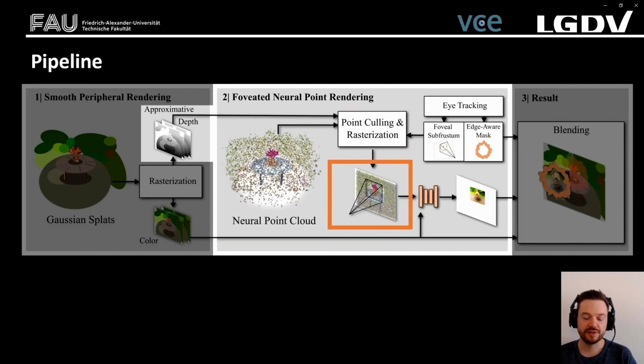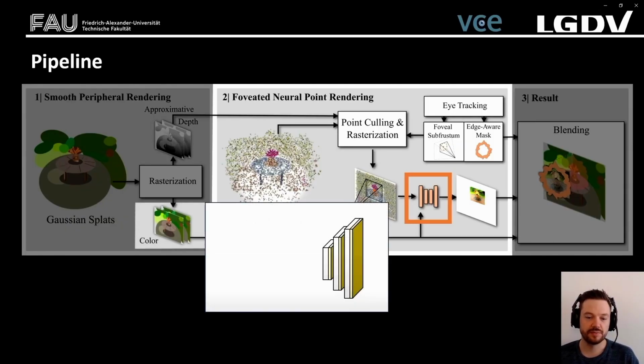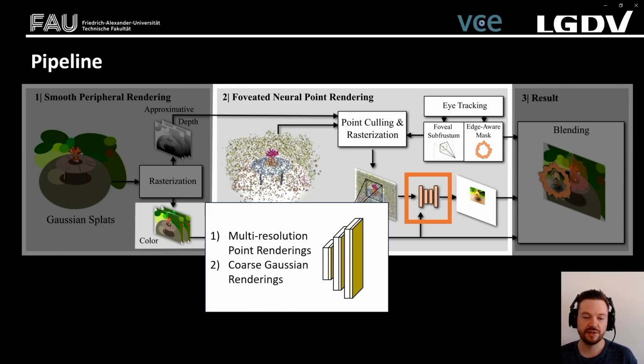With that, we have then a small rendered crop for our fovea, and we feed that into our small neural network. Here, again, we also input the color from the Gaussian splats. So we use the multi-resolution point renderings, which we get, and secondly, we use the coarse Gaussian rendering and let the network combine that. That has the added benefit that the neural points really only need to encode fine detail, and we can rely on the coarse Gaussian rendering to get a general appearance.